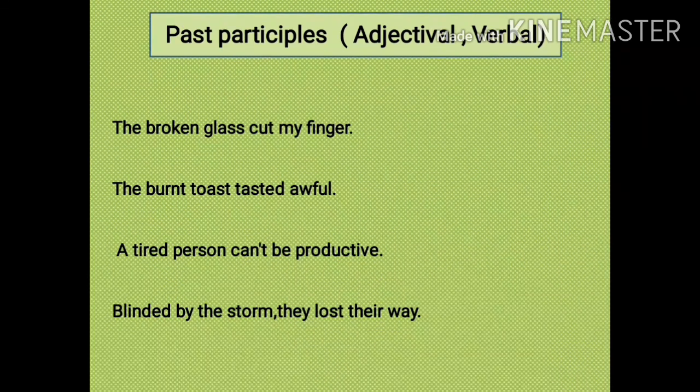So, this was the easiest way of how to identify the present and the past adjectival and verbal participles. So, in this session, we have learned, children, what participles are and how to identify the past and present adjectival and verbal participles. I hope you all have understood it.